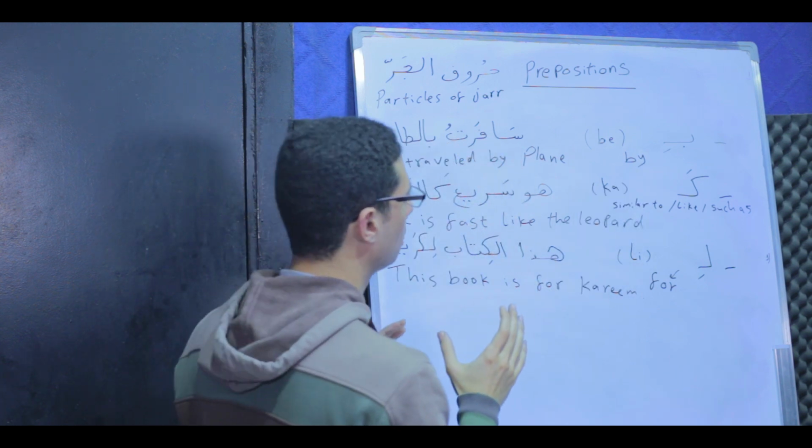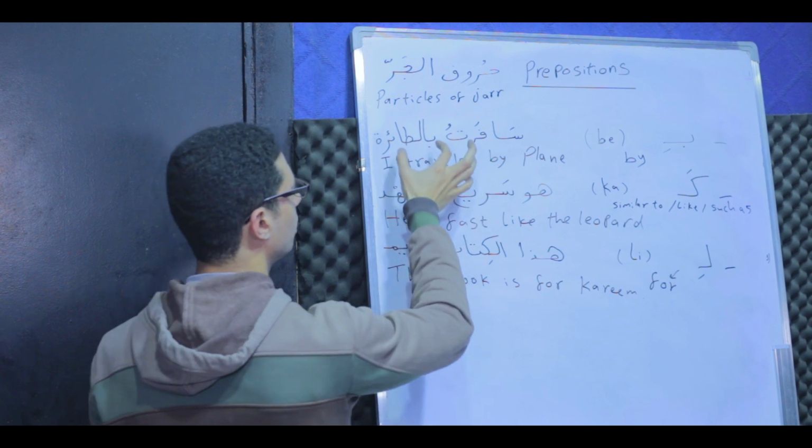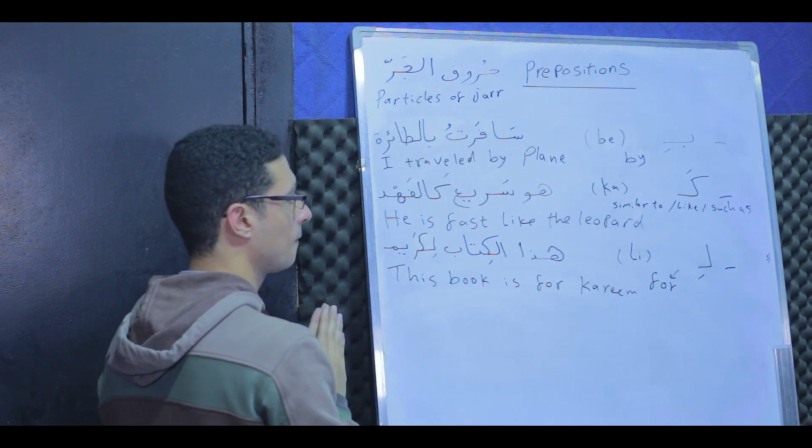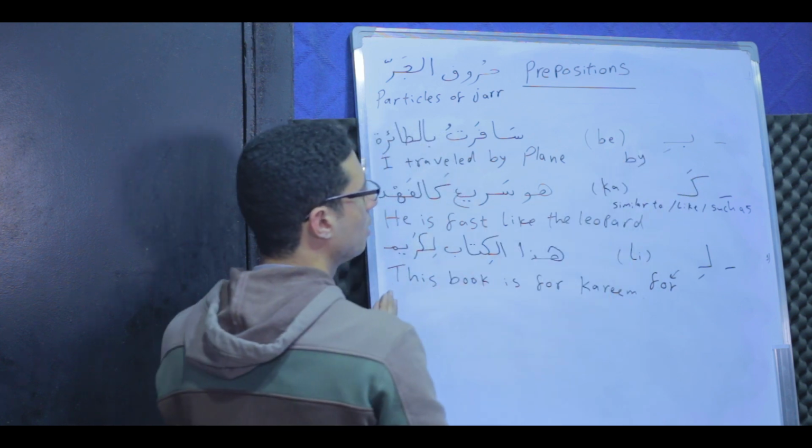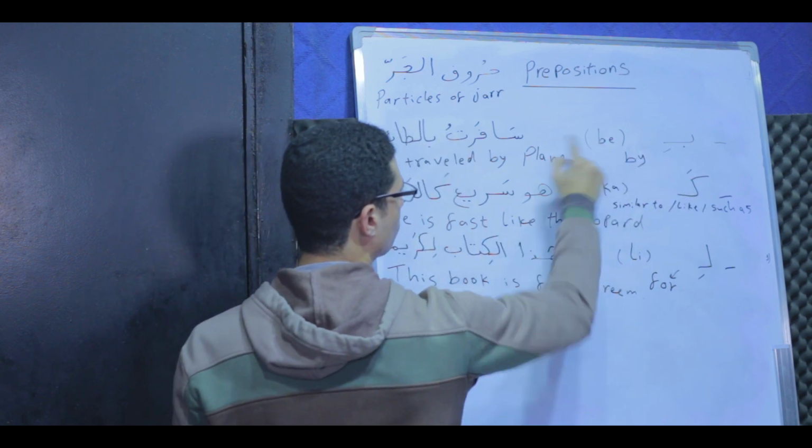The next three prepositions are a little bit tricky because they are connected directly to the word. So a lot of people think that they are part of the word, but they are not. Okay, so the first one is bi. This is the pronunciation.